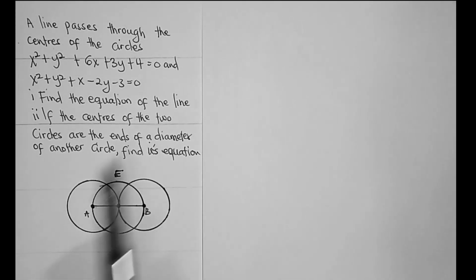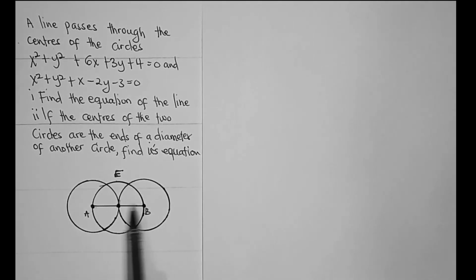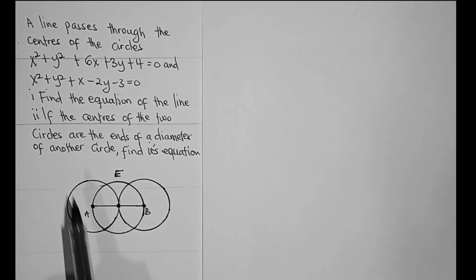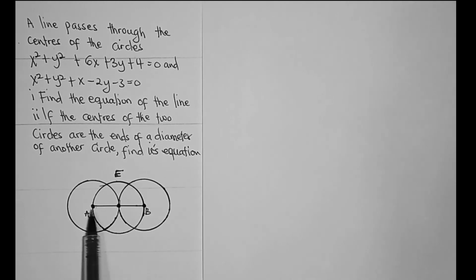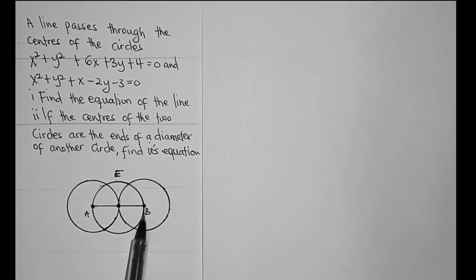The first part of the question says that there is a line that joins the center of A to the center of B. And then the second part of the question says that this line becomes the diameter of a third circle. So this third circle is the circle E, which has this line as its diameter. So we should find the equation of the circle E.